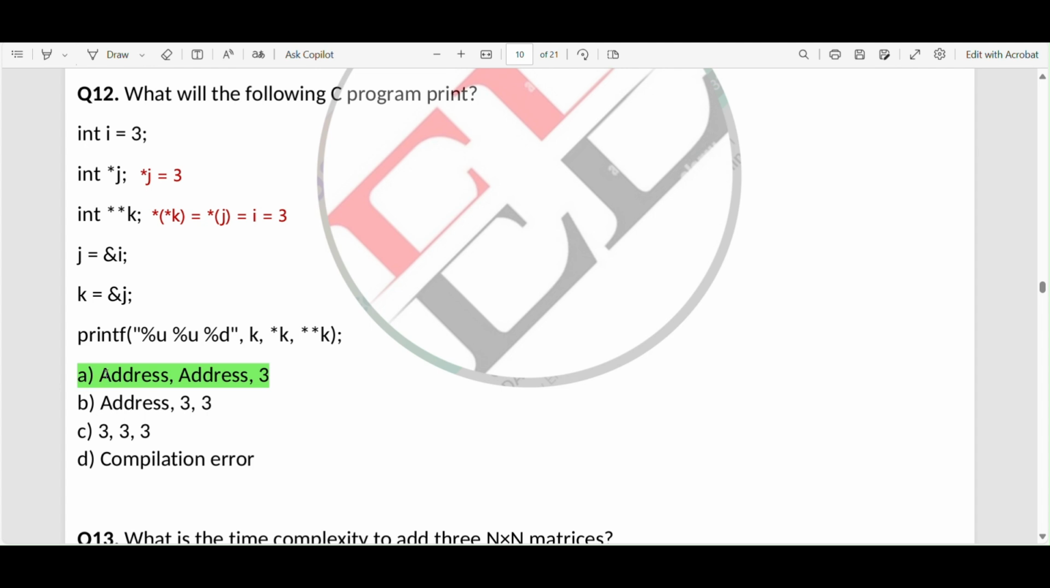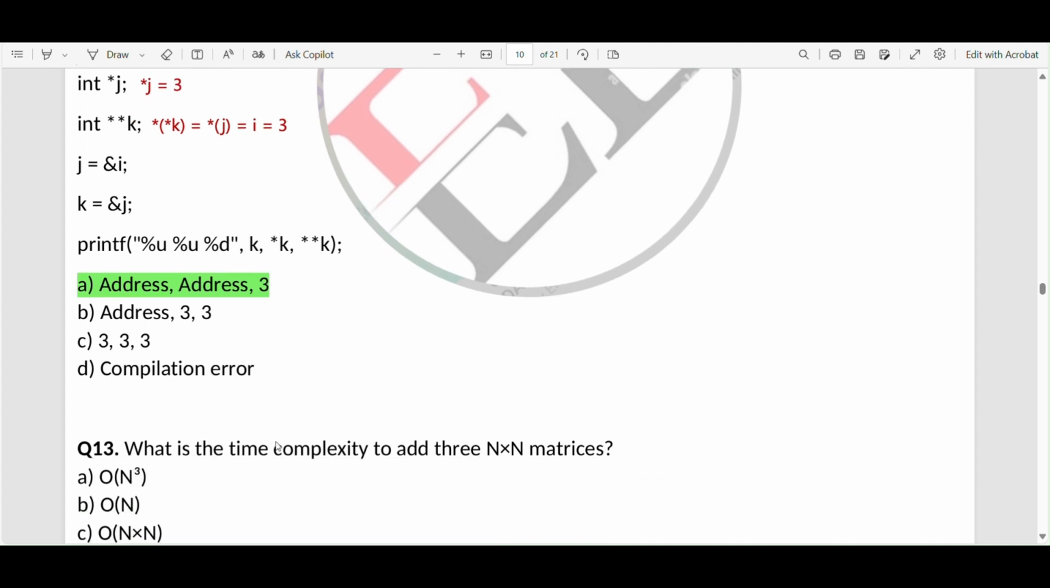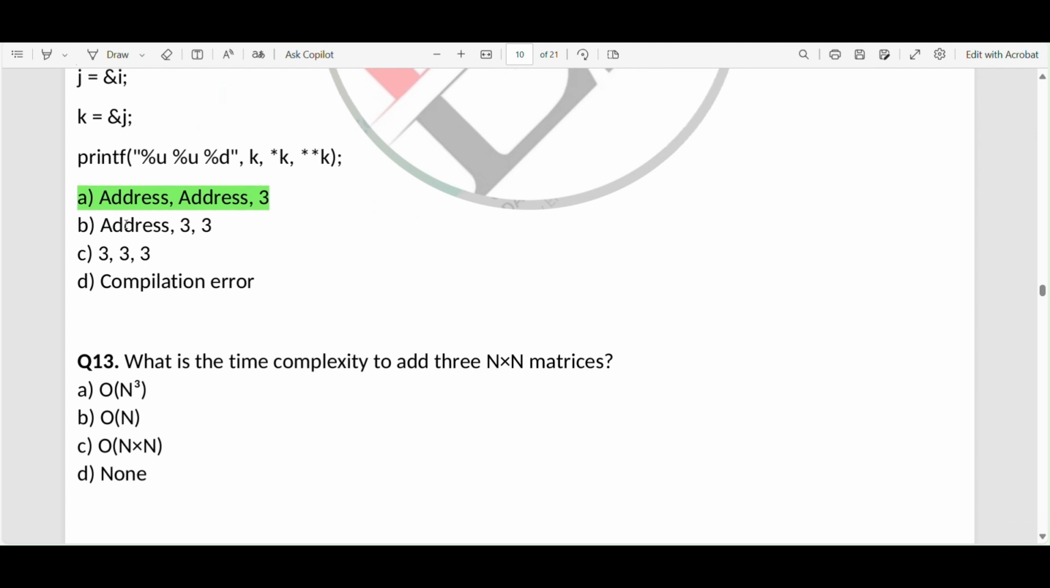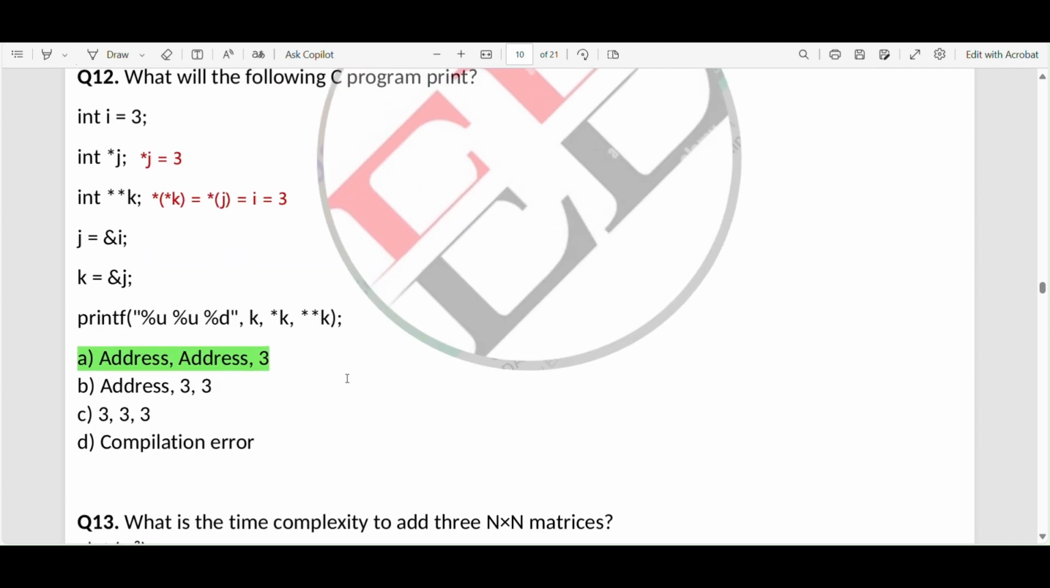Definitely you can know it is address. And what is percentage d? It is of integer, so we'll be having some integer. And when you just verify these with options, we'll be having address and integer. In this position we'll be having address, again address, and integer. When you see the options, you can directly get that option A is correct.